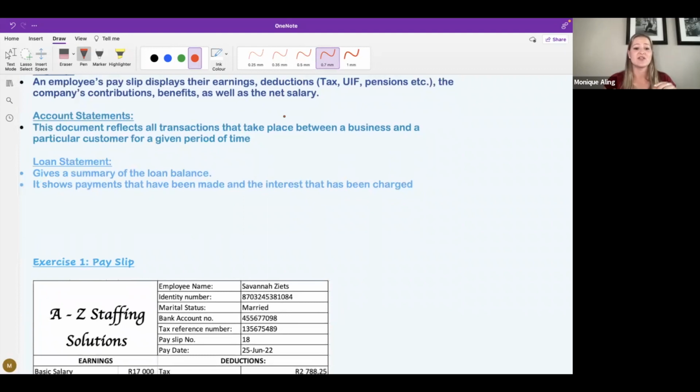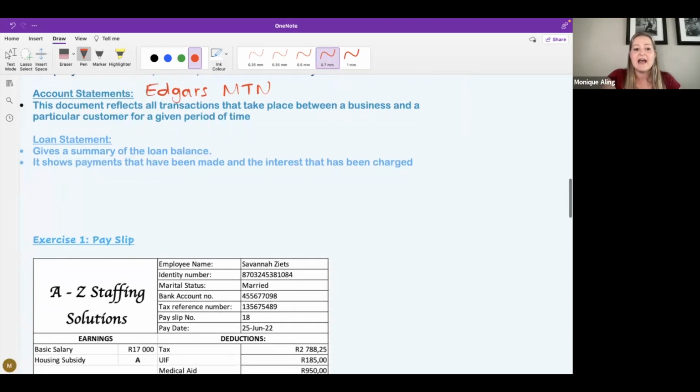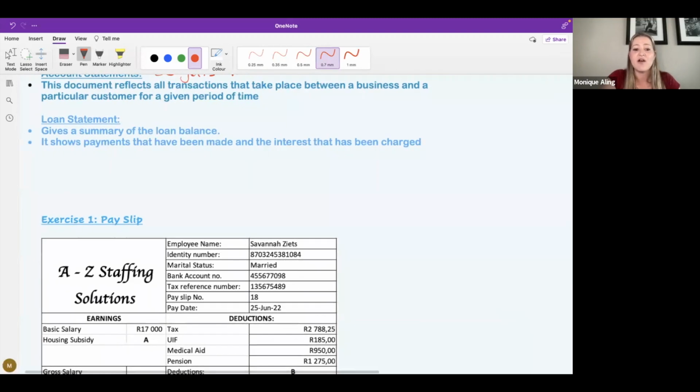Then account statements. This document reflects all transactions that take place between a business and a particular customer for a given period of time. So account statements, for example, can be your Edgars, your Woolworths, your Trueworths, so like clothing accounts, MTN, Vodacom, etc. Those are examples of account statements. And then a loan statement gives a summary of the loan balance, so how much you still owe. It shows the payments that you've made over the months, over the years, and the interest that has been charged on loaning that money.